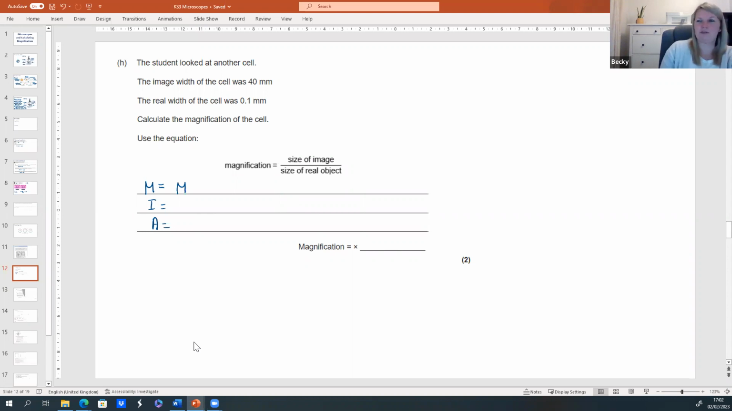Right, let's have a look then, because I've got a couple of answers pinged through. So image was 40, actual, so the real actual size, 0.1. Magnification, the image is 40 divided by 0.1. You guys are absolutely spot on there. It's been magnified 400 times. Awesome. Right, let me see if I've got another little one like that we can do.